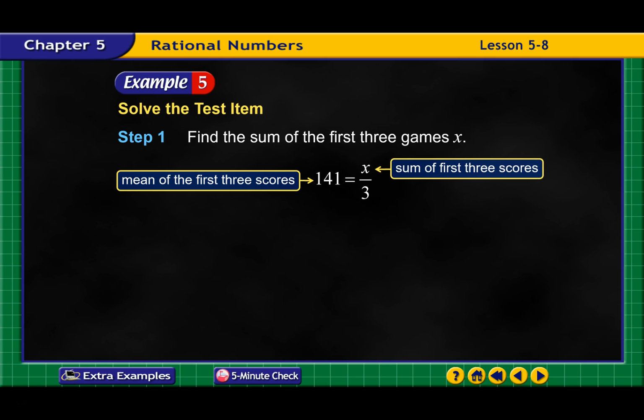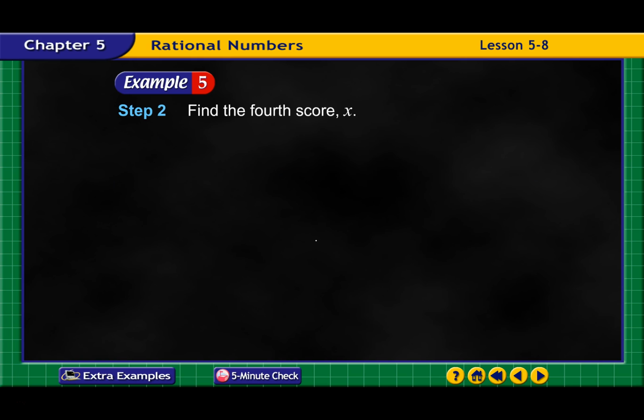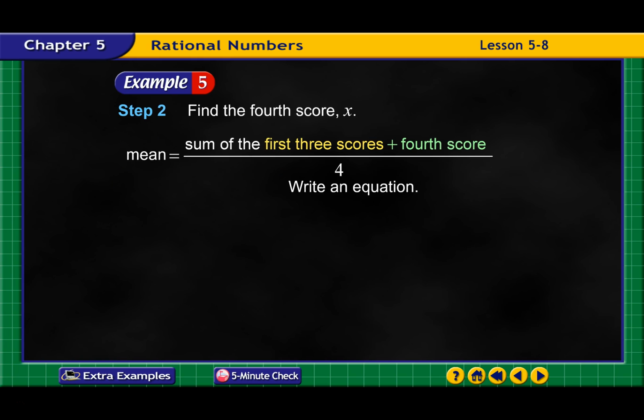So the sum of her first 3 scores goes here, and we multiply each side by 3. So this should be her average. So 143 is the number she needs to get in 3 games to have an average of 141. So find the 4th score. So find the sum of the first 3 scores plus the 4th score and divide it by 4. So let's write that equation. So her average is 146. Her total number for the other 3 was this, and then we're going to add plus x over 4.